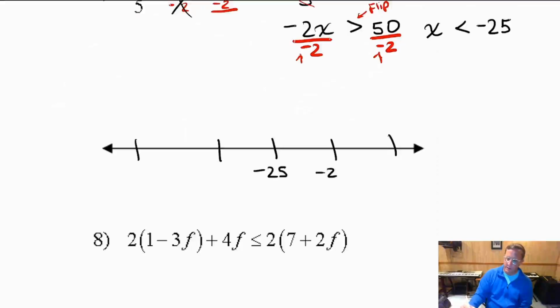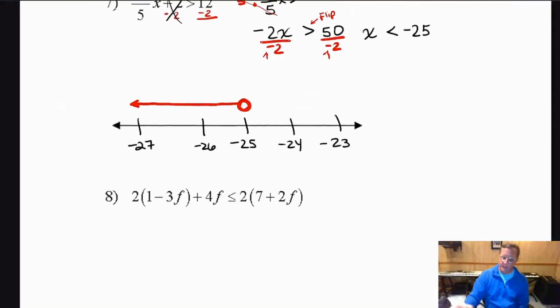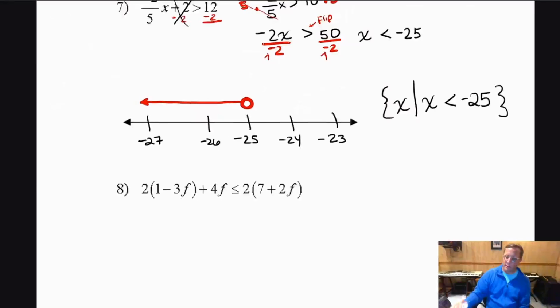Put negative 25 here, negative 24, negative 23. And we're going to do another open point. Seems like we have a lot of open points here. Open point, and it's going to the left. Okay, our set notation is going to be x is all numbers such that x is less than negative 25. There you go. Our interval notation is going to be parentheses, negative infinity to negative 25, parentheses around both ends.